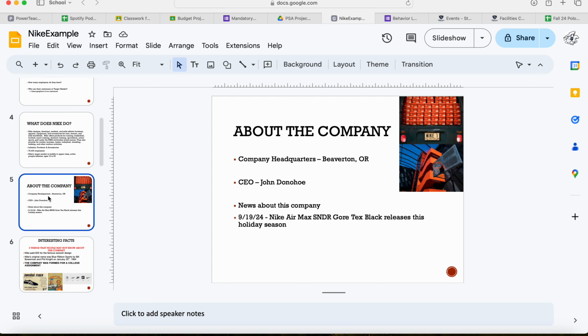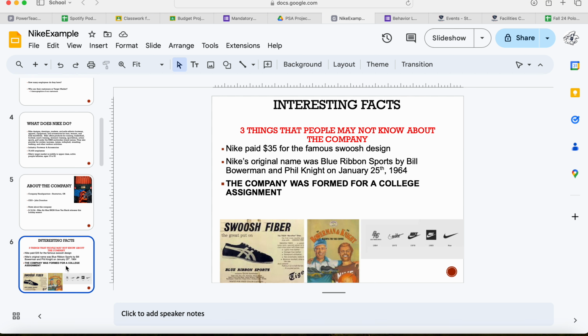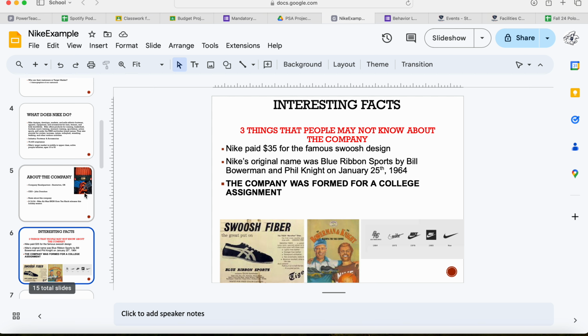All right, then the next one, about the company: company headquarters, CEO, and then one thing about it, something in the news. So Nike is releasing a new Gore-Tex Black. I think it's a really ugly shoe, but it's all good. On September 19th, which was last week, they came out with this, and it's going to start selling during the holiday season this year. Then 3 interesting facts, 3 things that people might not know about your particular company. Maybe you find these out as well. This would be nice to learn something about your business.